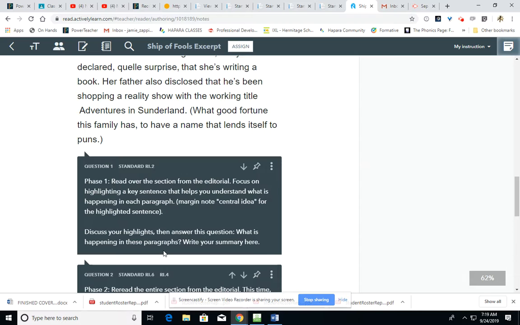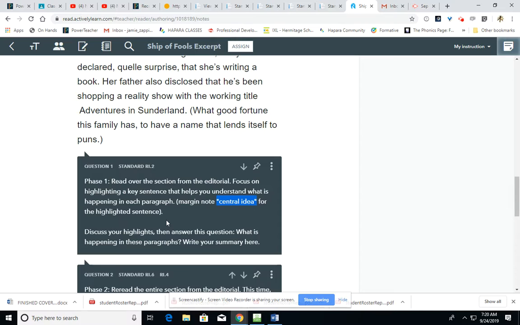Within this section from Ship of Fools, you're going to read over the section, focus on highlighting key sentences that help you understand what's happening in each paragraph. Margin note that as central idea, since we're using that language from the learning target packet for what that single controlling point is that ties the whole piece together. So margin note it central idea. After you figure out what the central ideas are and make those margin notes, discuss with your group your highlights, and then make sure that you provide your objective summary as part of phase 1.